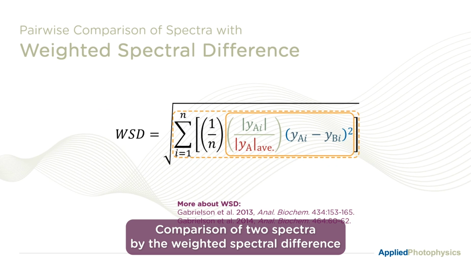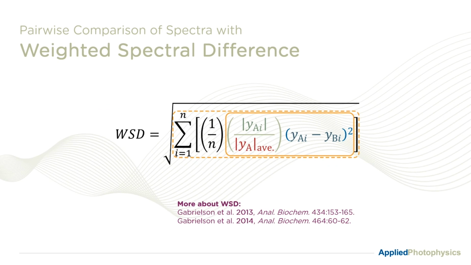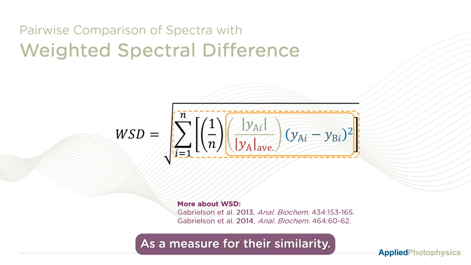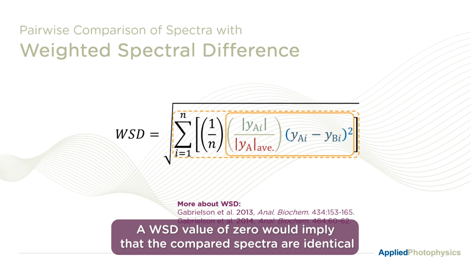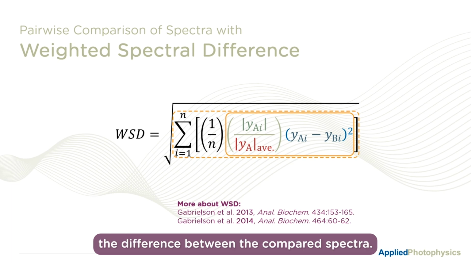Comparison of two spectra by the Weighted Spectral Difference method yields a single value, a WSD value in the same units as the spectrum, as a measure for their similarity according to a rather simple equation. A WSD value of 0 would imply that the compared spectra are identical. The larger the WSD value, the greater the difference between the compared spectra.